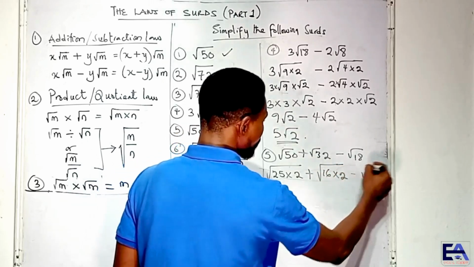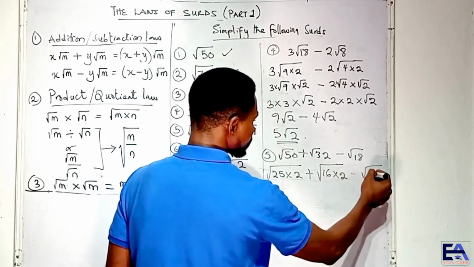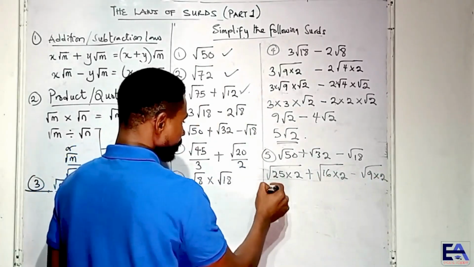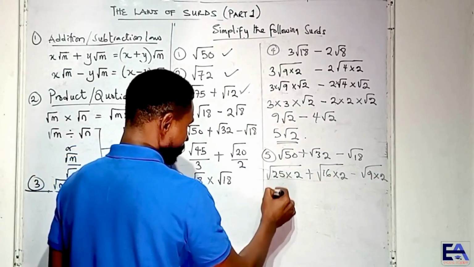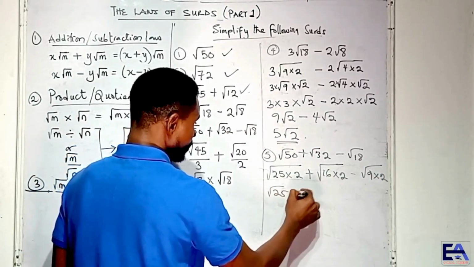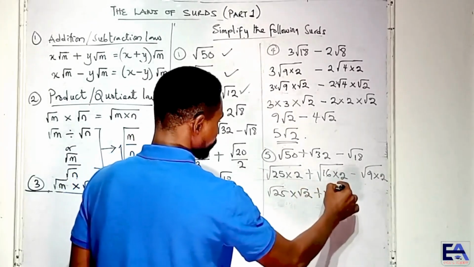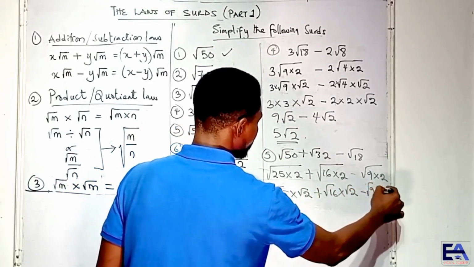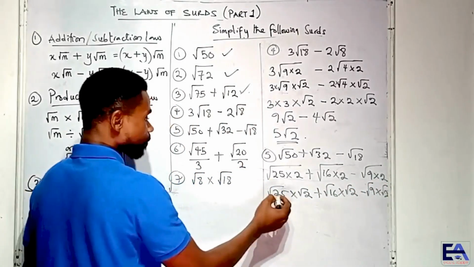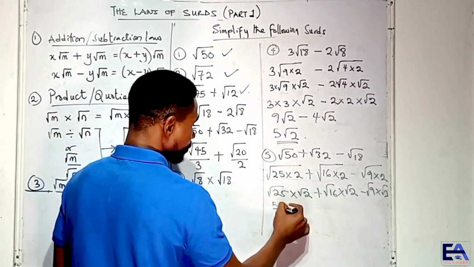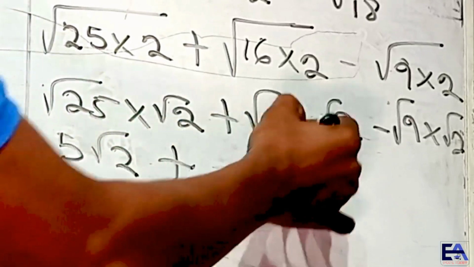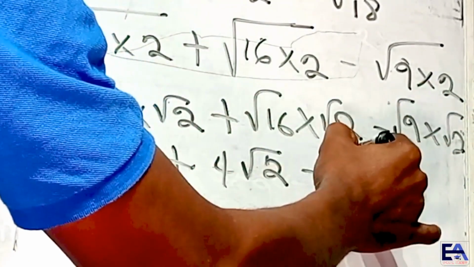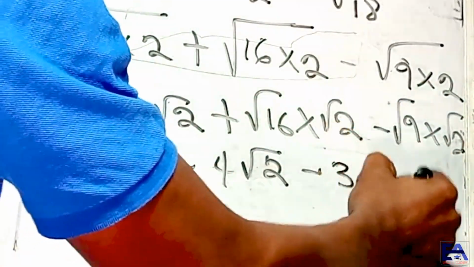And then this one can be broken into root 9 times 2. So as you have it this way, you can just break it down to root 25 times root 2 plus root 16 times root 2 minus root 9 times root 2. So root 25 is 5. Multiplied by root 2, that gives you 5 root 2, plus this one gives you 4 root 2, minus this gives you 3 root 2.